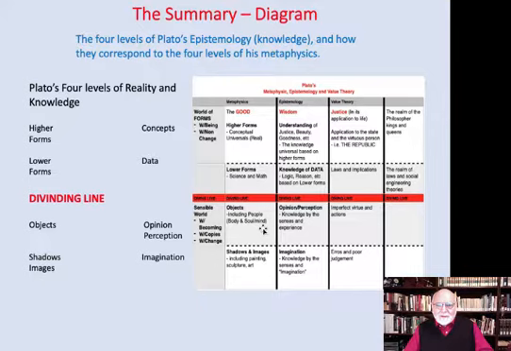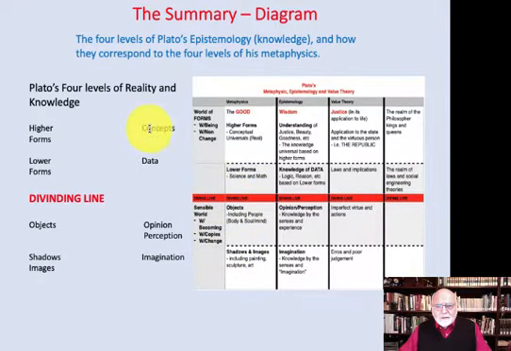Now let's bring things together and draw out a couple of conclusions on epistemology. The first concerns the 4 levels of epistemological knowledge. We've actually been referring to them, but just to focus on them, we use the slide that you see. You'll see that we have a parallel between the 4 levels of reality, the higher forms, the lower forms, objects and shadows.